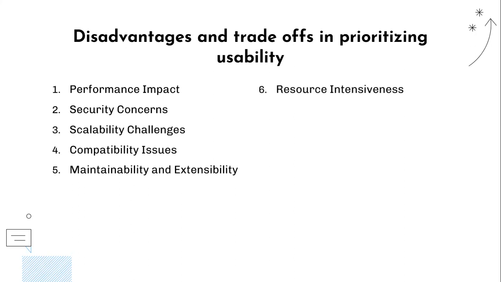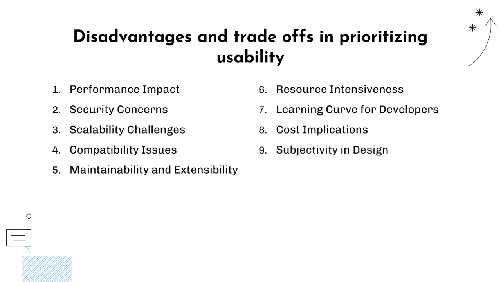Implementing high levels of usability, especially in terms of rich graphics and animation, may require significant computational resources. Implementing advanced usability features might require a steeper learning curve for developers. This could potentially slow down the development process or limit the pool of developers capable of working on the project. Achieving top-tier usability often involves additional costs, whether for user research, design iteration, or usability testing.